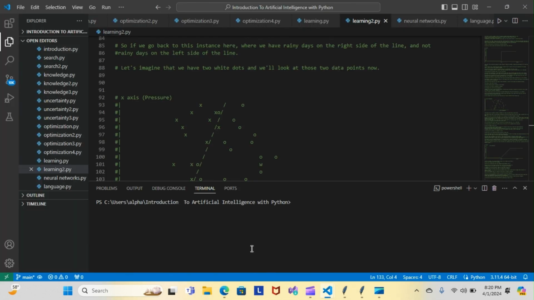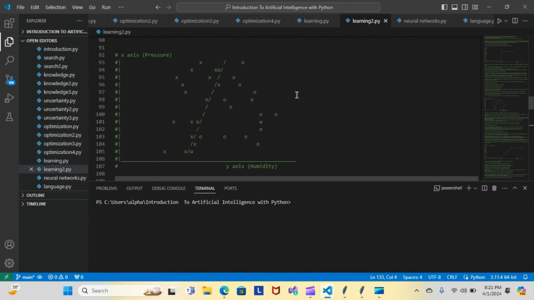Now, last night, if you recall, we started the process of going over our threshold function, and tonight we're going to build on top of that. So if we go back to this instance here, where we have rainy days on the right side of the line and not rainy days on the left side of the line, let's imagine we have two white dots, and we'll look at those two data points now.